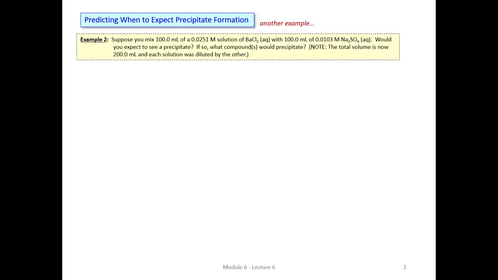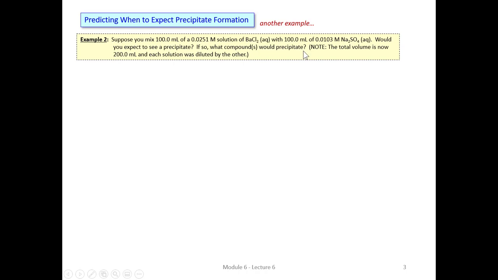Let's do another example. Let's suppose you had two solutions in two separate beakers of two different ionic salts, and you mix those two solutions together in a bigger beaker and stir, and then you ask, what's going to happen? Is anything going to precipitate out? So we have 100 milliliters of a 0.0251 molar solution of barium chloride in one beaker. We have 100 milliliters of 0.0103 molar sodium sulfate in the other beaker. You mix them together. Would you see a precipitate? If so, what would precipitate?